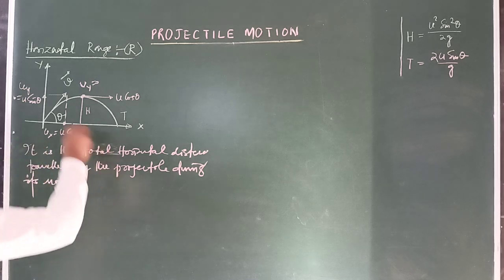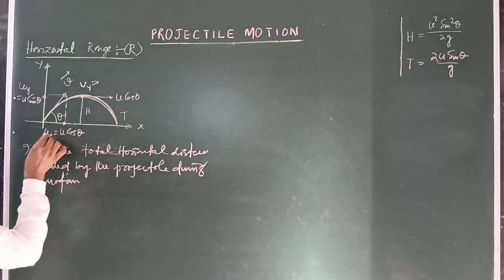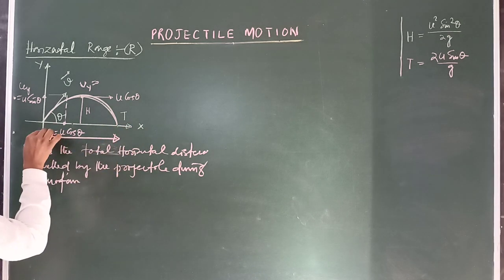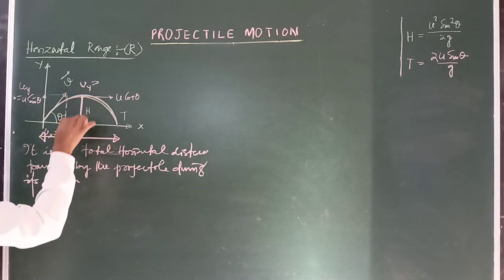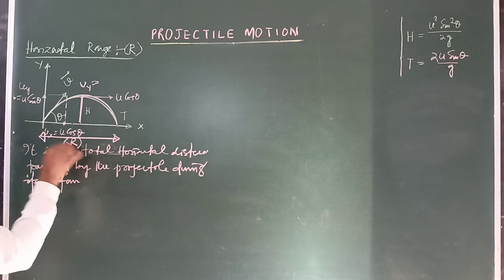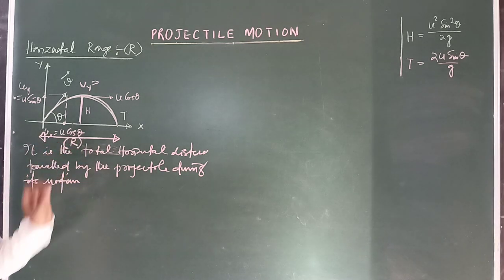During its motion, this is the motion of the projectile, and it will travel a horizontal distance. This distance is known as range. This is the maximum height, this is the time of flight, and this is known as range, denoted by capital R. Clear? So here we have to find the expression for range.